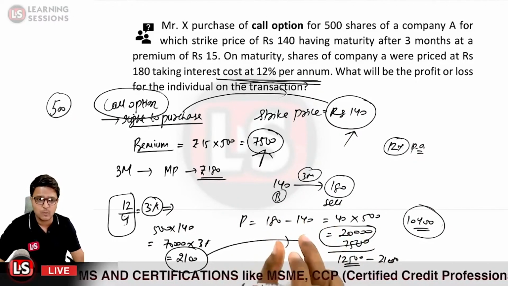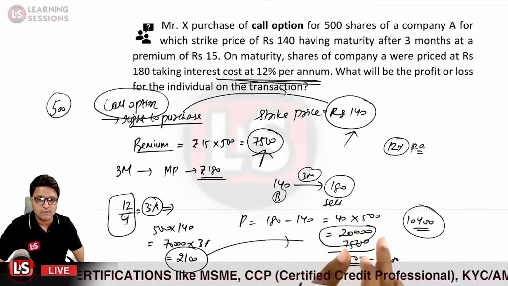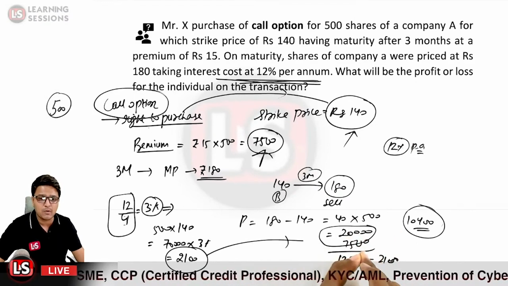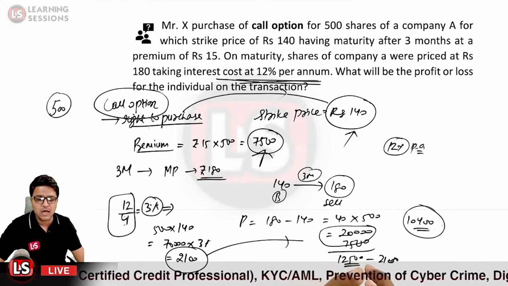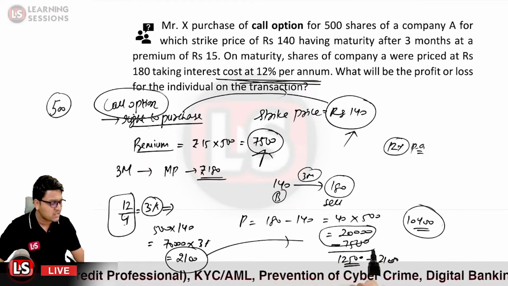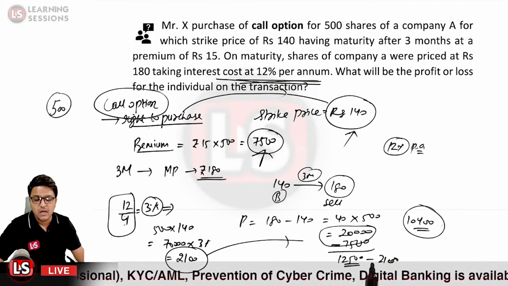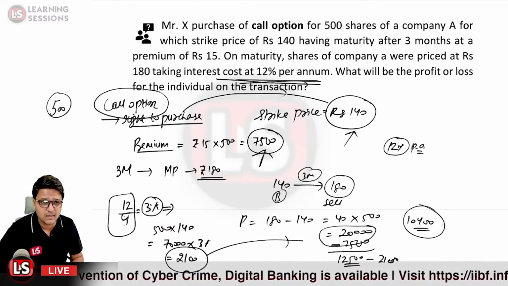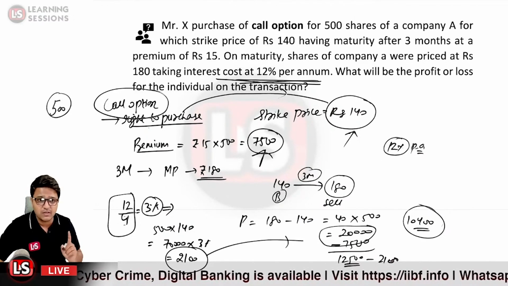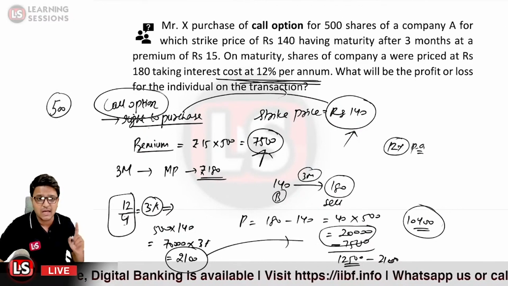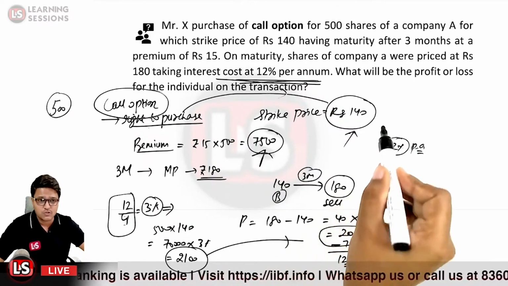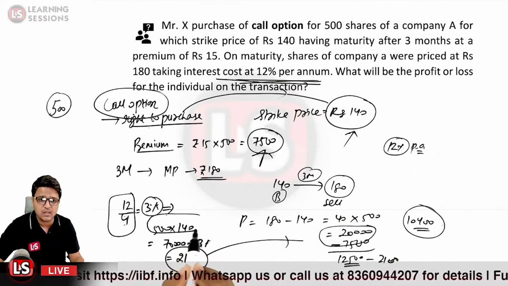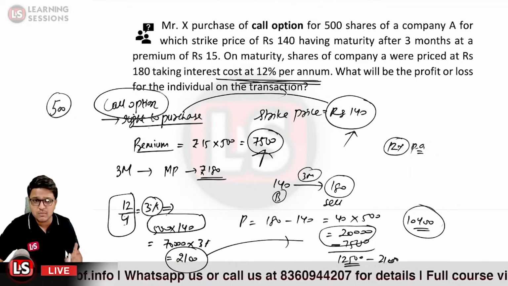For 500 shares I'll be earning 40 into 500, that is 20,000 rupees. But I'm also paying a premium of rupees 7,500. So I'll be subtracting that premium amount from this, and I'm having a profit of 12,500. But I'm also being charged the interest cost of 12% per annum. That will be charged on the strike price. So the strike price is rupees 140, and 140 into 500 is 70,000, and it is to be charged for 3 months only.